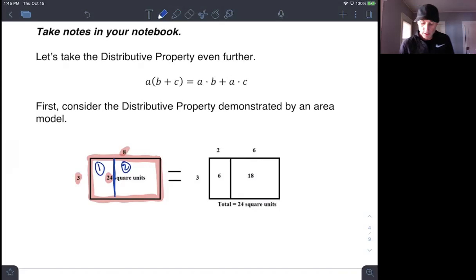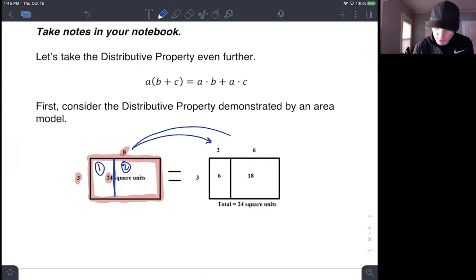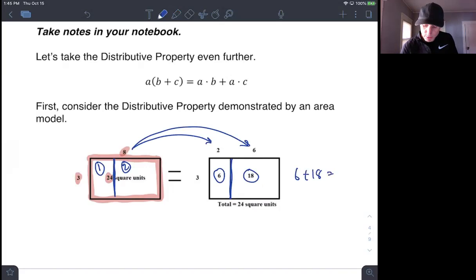So that's what's going on in the next example. I take the number 8 and split it into the number 2 and the number 6. 2 plus 6 is 8. So if I cut it right here, 2 times 3 gives me 6, and 3 times 6 gives me 18. And if I do 6 plus 18, I get the same answer as before, 24, because it's the same rectangle, right?